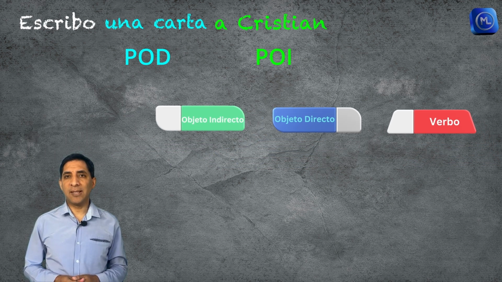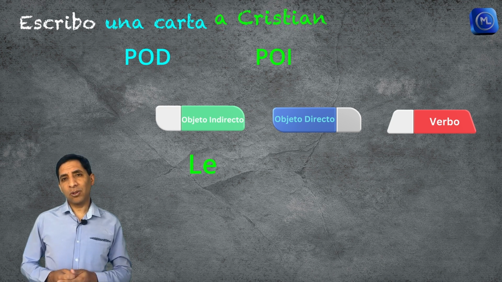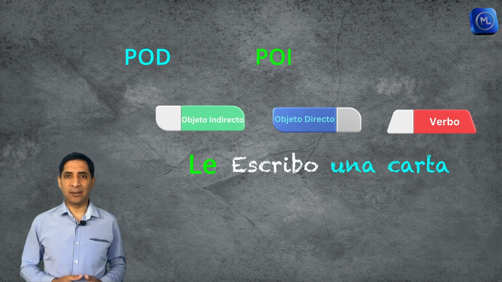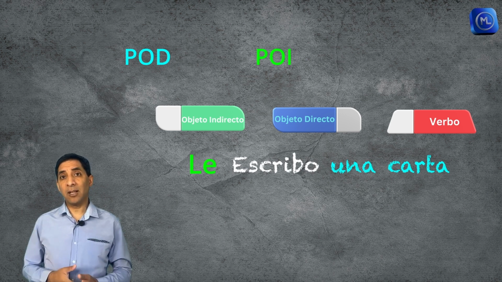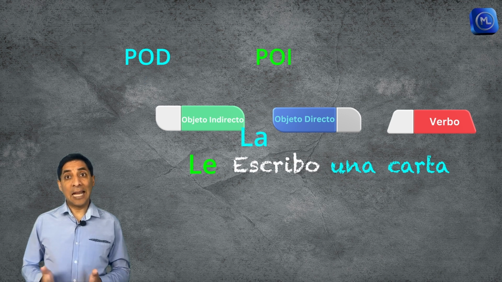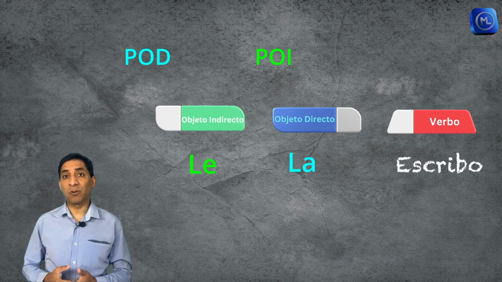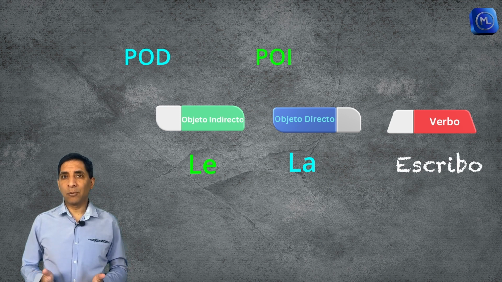First, we will replace with the indirect object pronoun as we see in the formula. So, to him, the indirect object is le. So we're going to say, le escribo una carta. Now, let's replace una carta with the direct object pronoun. That would be la. The direct object pronoun for carta, which is feminine, is la. So we would end up with le la escribo.